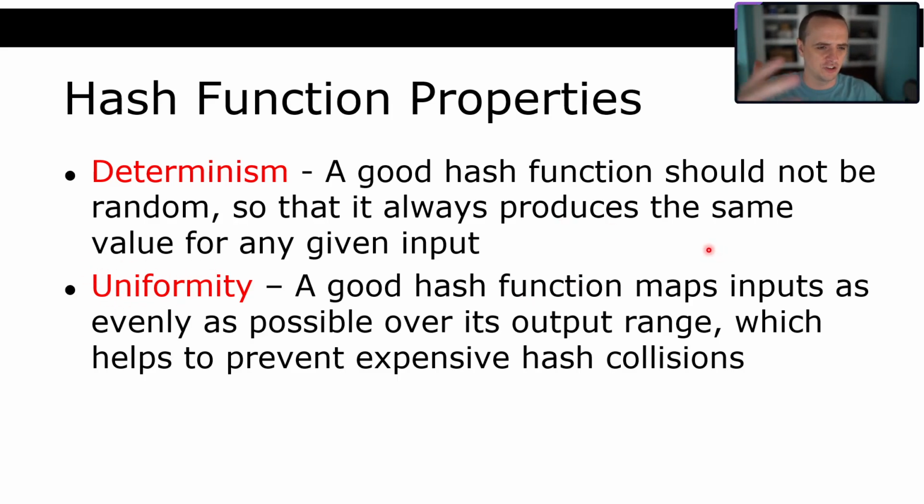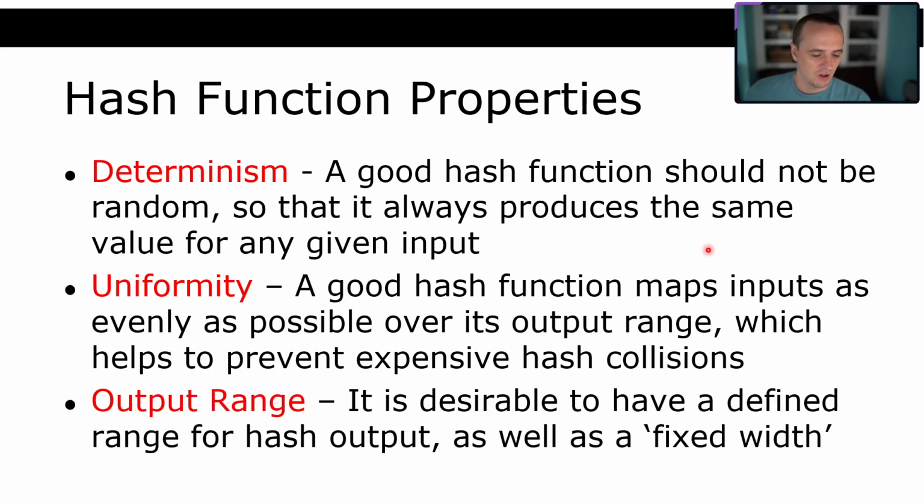And there's all sorts of security risks involved with non-uniform hash functions, etc. The output range. Also, it's desirable to have a defined range for the hash output, as well as sometimes you want it to be a fixed width, for example. So you may want to say, okay, the representation of my output is going to be a 32-bit number, but I'm going to make sure to pad it with zeros or something like that, so that it's a defined output range and a fixed width of display for the output range. So determinism, uniformity, output range.